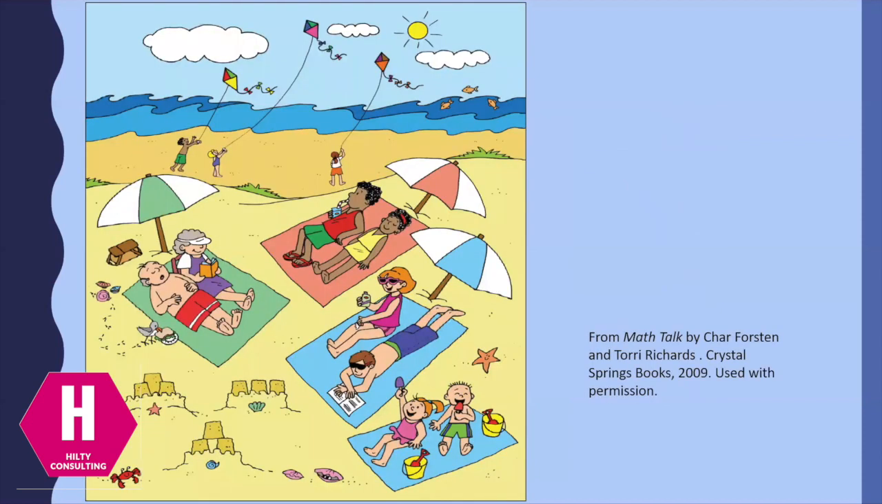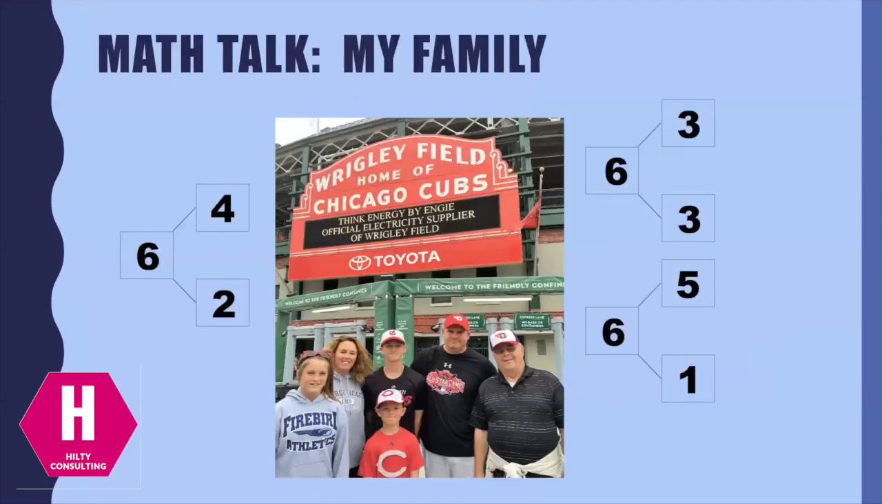Back here in our beach picture, have kids find situations here where they could tell those stories. I could say there are 11 people at the beach today. 3 are flying kites, 8 are on blankets. There are 11 people at the beach today. So have kids practice telling that story from that whole into the parts, back to the whole again.